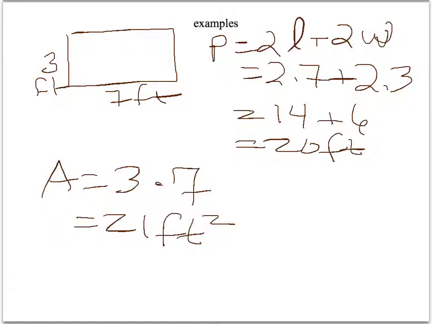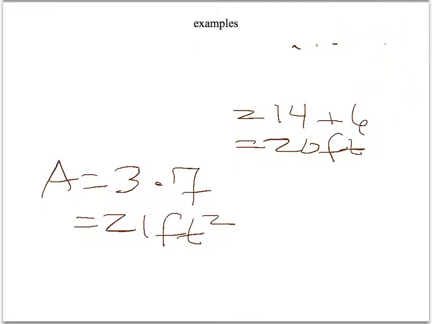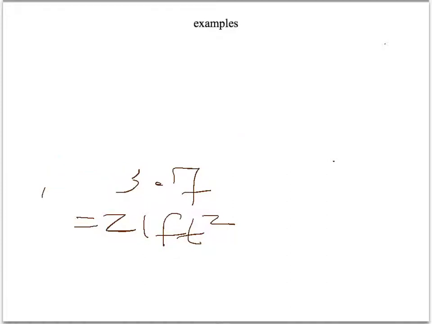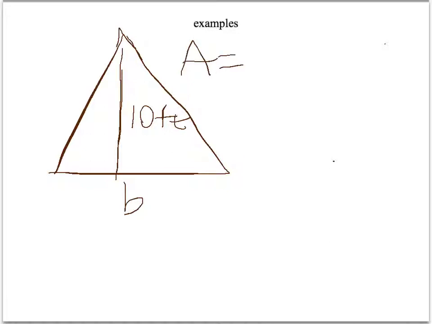I will do another example for you, and I'm going to erase this because I need my room. Our next example is going to be a triangle, but this is going to be a little different. So let's say I have my triangle, and I know that the height of my triangle is 10 feet. I don't know what the base is. I know that the area equals 15 feet squared. What I want to know is, what is my base?